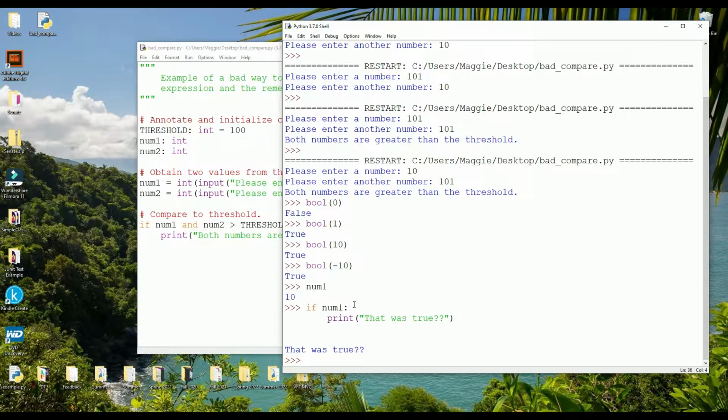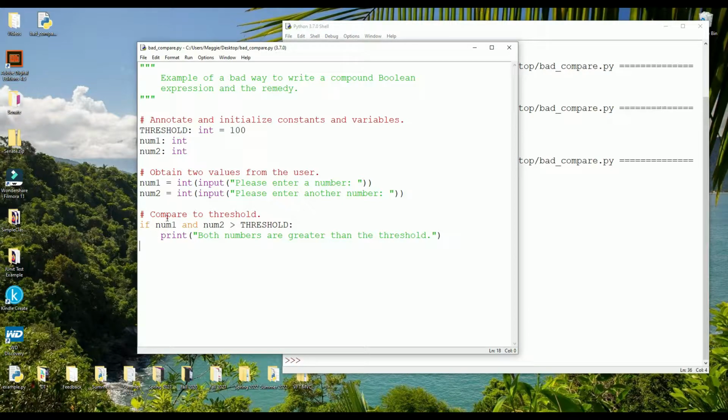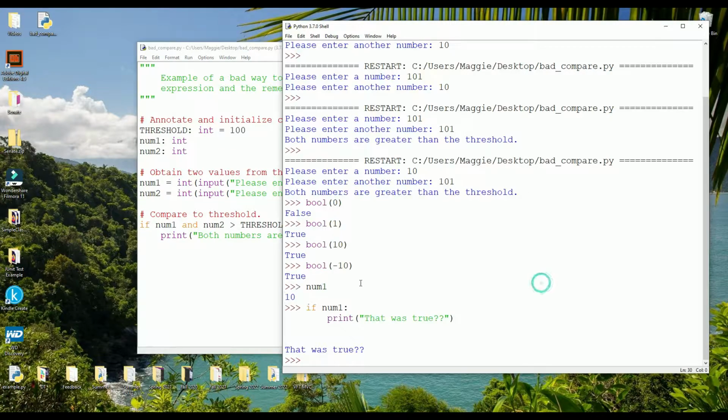Okay, number 2: how is an AND evaluated in Python? In a proper AND, you have an expression that evaluates to a Boolean result on the left, and an expression that evaluates to a Boolean result on the right. On the left, the expression is a simple integer, whatever number the user entered for num1. And on the right, the expression is more like the one we intended to write, num2 greater than threshold. So how is that going to get evaluated?